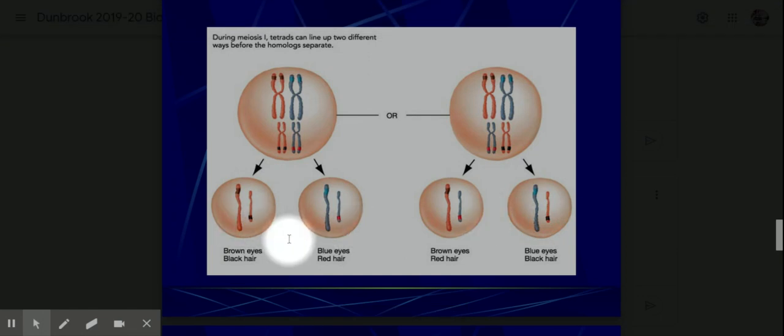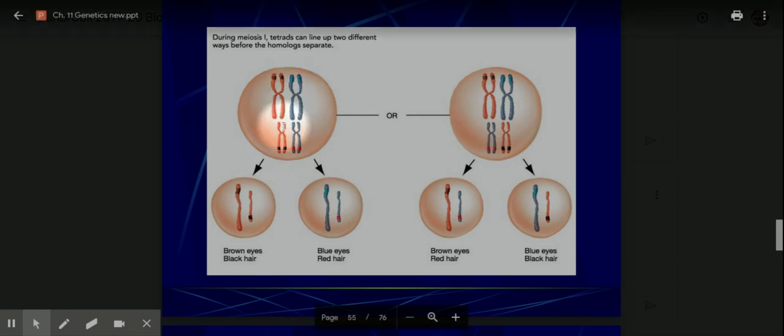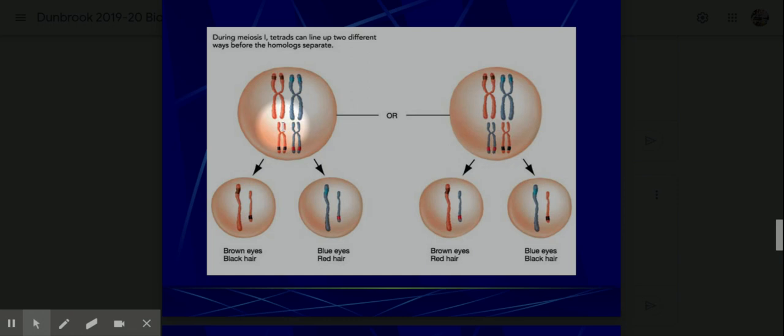Does it always mean if you get one gene, you automatically get the other? So if you follow some of these little genes here, some are for brown eyes, some are for black hair, some are for blue eyes, some are for red hair. So here's what we're saying. If you get brown eyes, do you have to get red hair or something? Or if you get black hair, do you have to get blue eyes and so on?